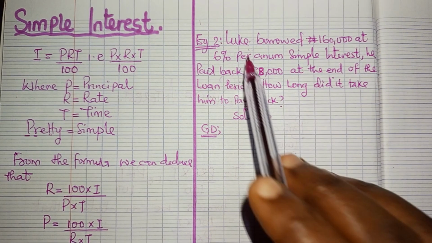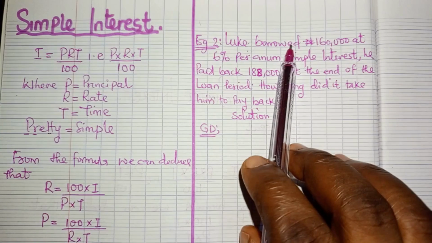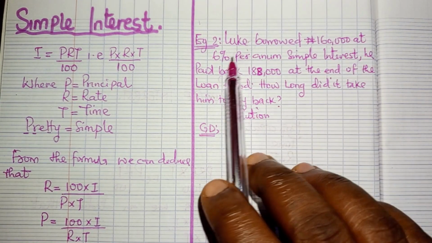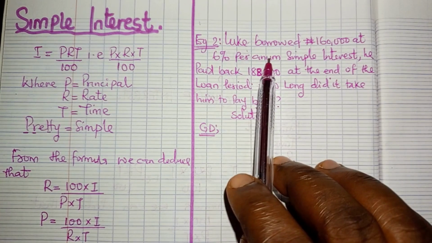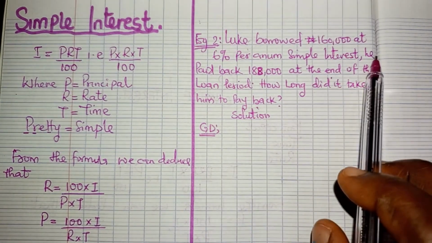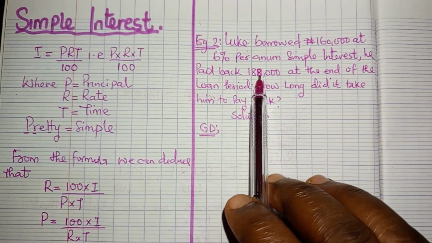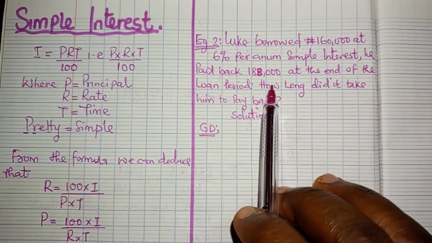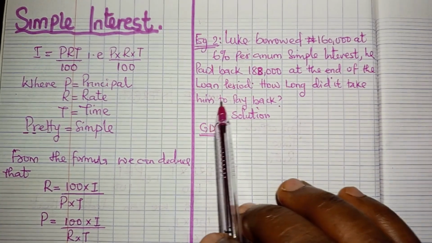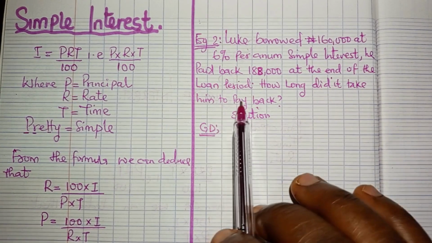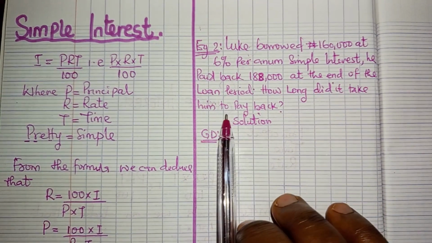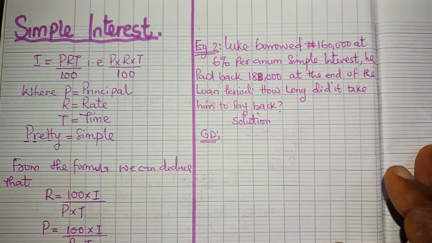Okay, let's solve another example for a clearer understanding of this concept. Example 2. Luke borrowed 160,000 naira at 6% per annum simple interest. He paid back 188,000 at the end of the loan. How long did it take him to pay back? Okay, let's dive into it. Our solution.